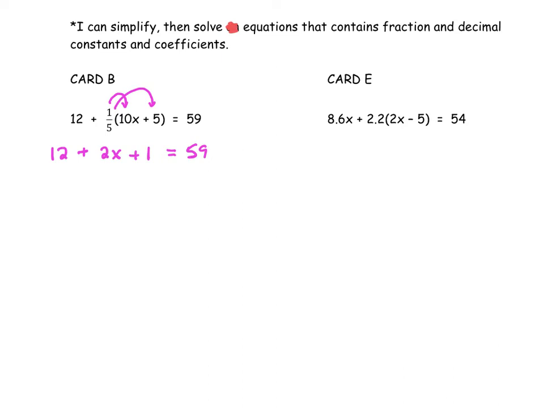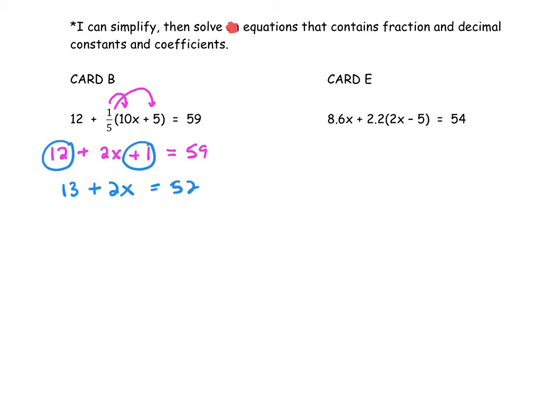So the second step I want to take is to combine like terms. I see that there are two constants on this side of the equation. I'm going to take the 12 and combine it with 1, and that's 13. I'm going to drop down plus 2x, and that equals 59. So now we're done simplifying. We're going to move on to our solving step.